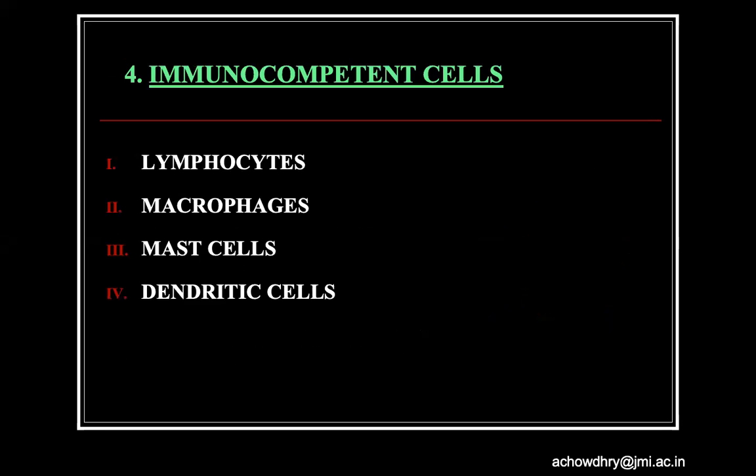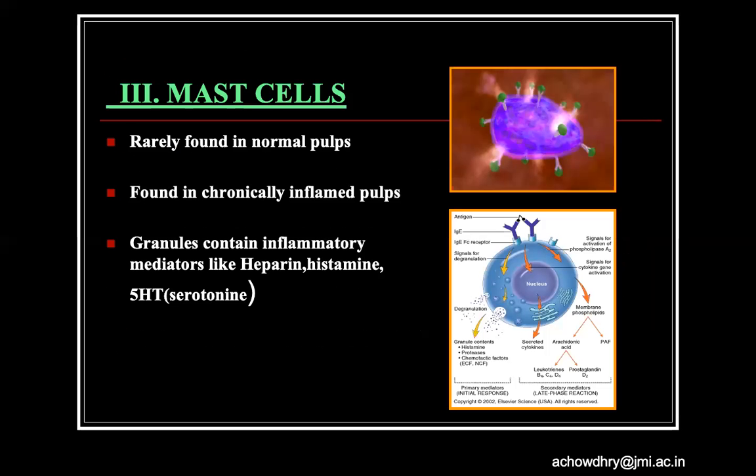So lymphocytes, macrophages, and then comes the mast cells. Mast cells are rarely found in normal pulp, but found in chronically inflamed cells. So it is very important to understand that they are present in pathological cells rather than physiological features. So they contain inflammatory mediators like heparin, histamine, 5-HT serotonin. These all are inflammatory mediators.